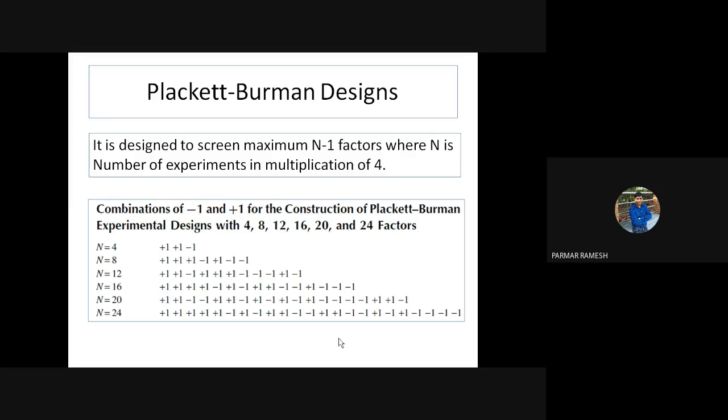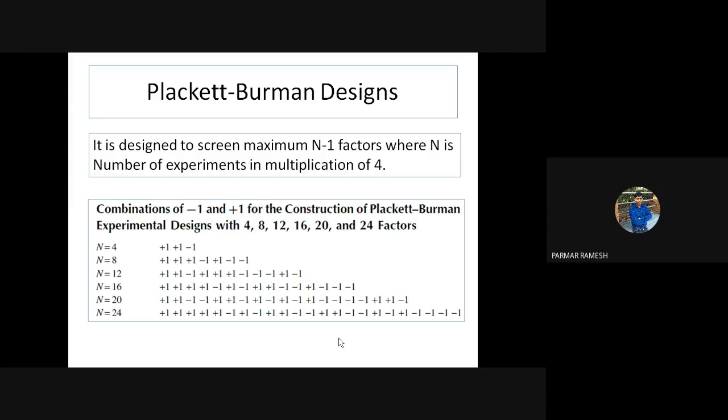This is nothing but the first line configuration. It is called the first line configuration. And using this configuration, you need to construct the entire design. Here only 3 are given for 4 runs, 7 for 8 runs, because the last experiment is always performed using the minus 1 level of all the variables. And hence, if you observe this series carefully, you will find that in all the designs, the plus 1 sign occurs one time more than the minus 1 sign.